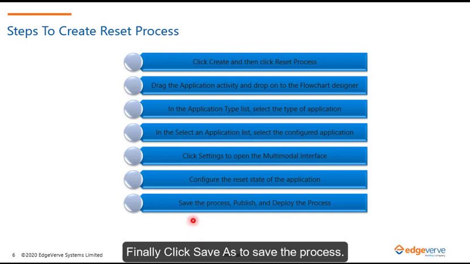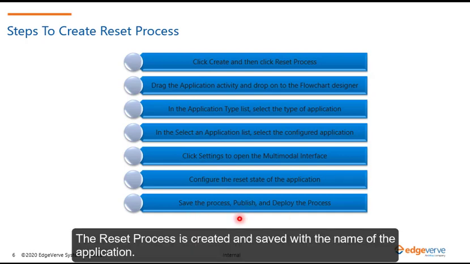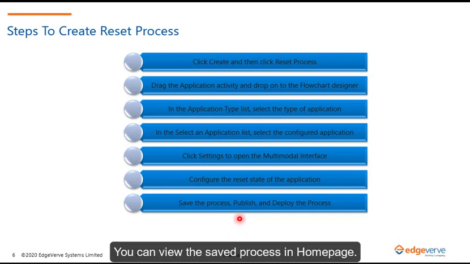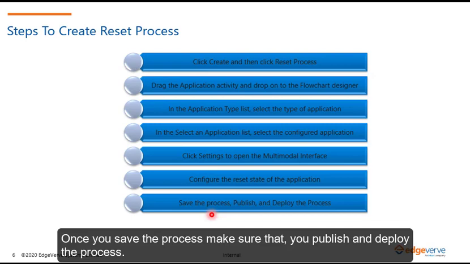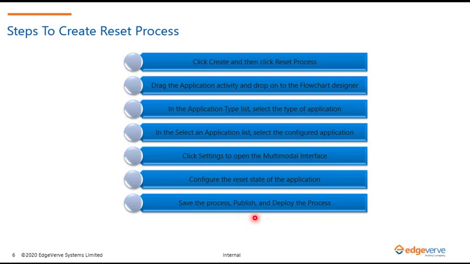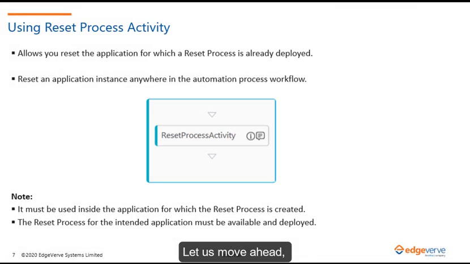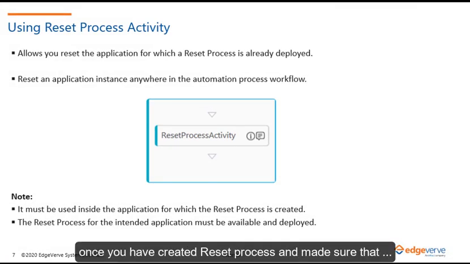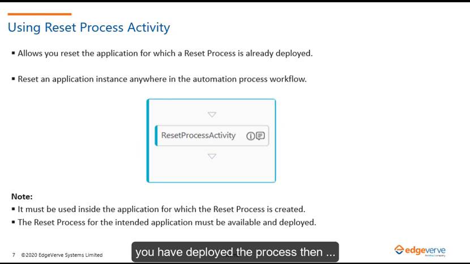Finally, click Save As to save the process. The reset process is created and saved with the name of the application. You can view the saved process in the home page. Once you save the process, make sure that you publish and deploy the process. Let us move ahead.